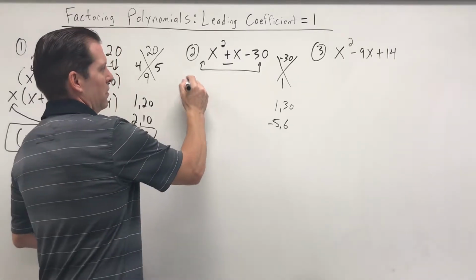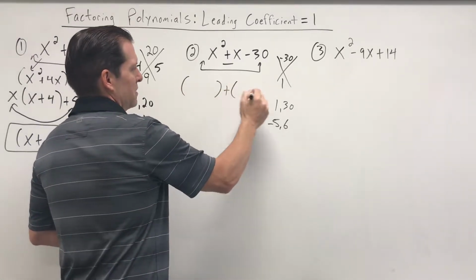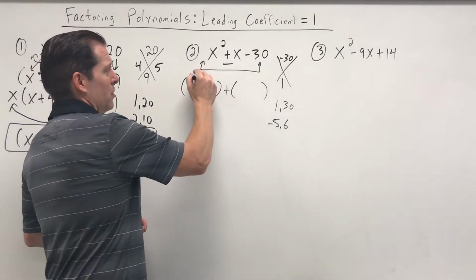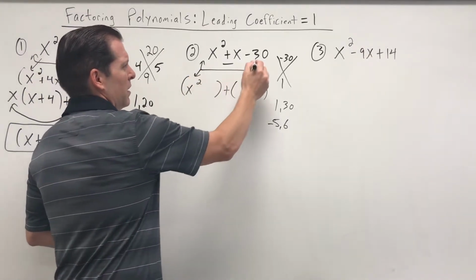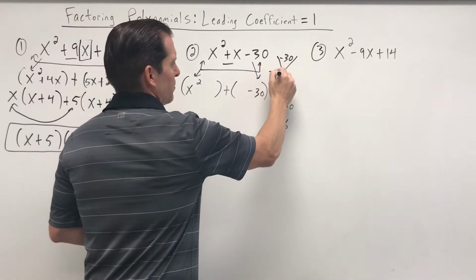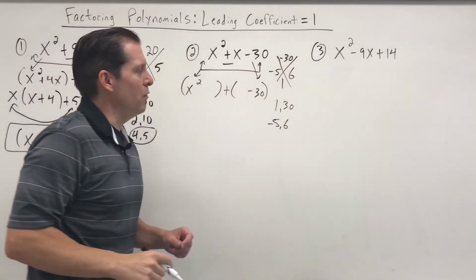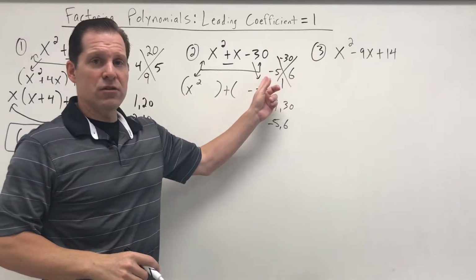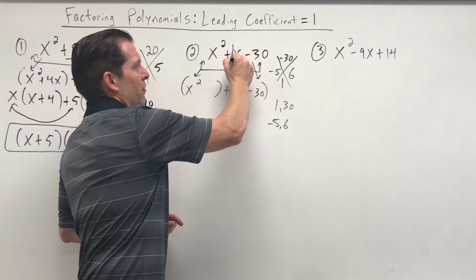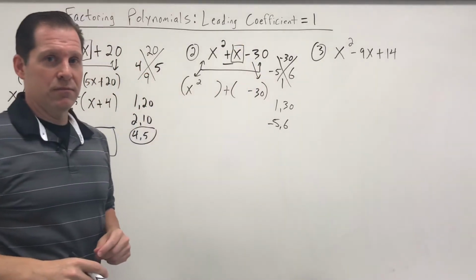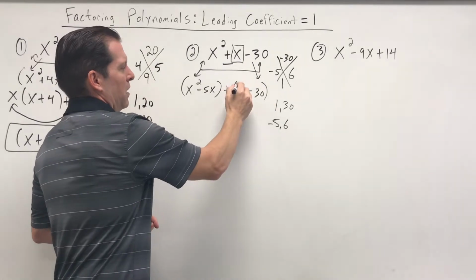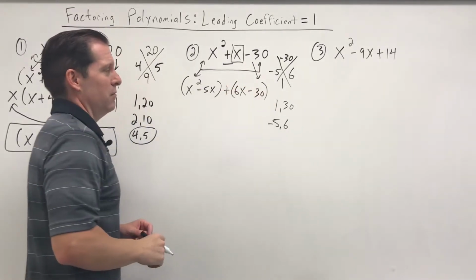So now we can drop our two parentheses separated by a plus, and we can put our first term in here and our last term in here. Oh, and I forgot to put these up here. And then we're going to take our two factors in any order and put them in here with whatever this variable is. So I'll go ahead and put the minus 5x here, and I'll put the 6x in here.